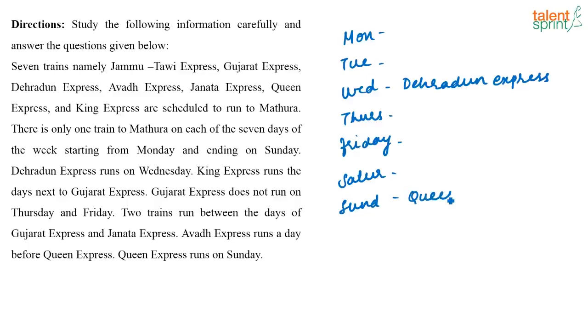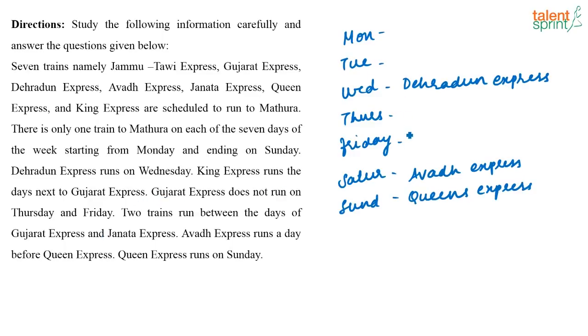So, on a Sunday, Queen's Express runs. Then it is given Awadh Express runs a day before Queen's Express. So, this is Awadh Express. Now, next, what is said about this Gujarat Express and King's Express? See, it is given King's Express runs the next day to Gujarat Express, and it is also given that Gujarat Express does not run on a Thursday or a Friday.